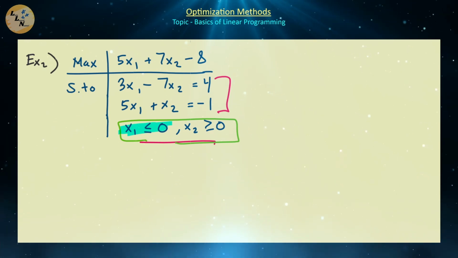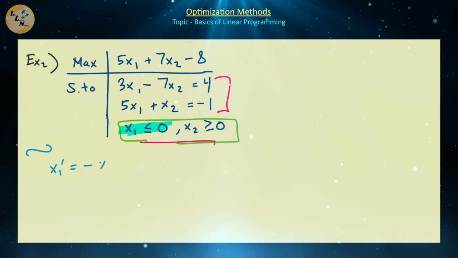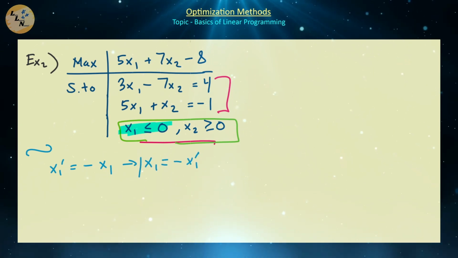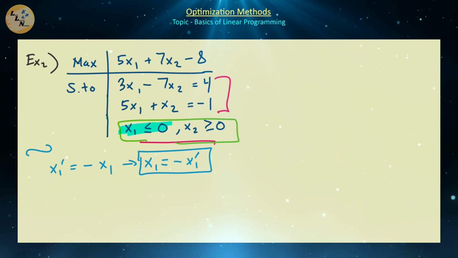So what we do in that particular scenario is we introduce a new variable. Let's call it, for example, x1 prime. So x1 prime is going to be equal to the opposite of x1, which means everywhere we see x1, we're going to be replacing that with minus x1 prime. Right? Because if x1 is equal to 0, x1 prime also is equal to 0. And if x1 is negative, then that means x1 prime is going to be positive, right? So that's going to switch everything into the positive regime.